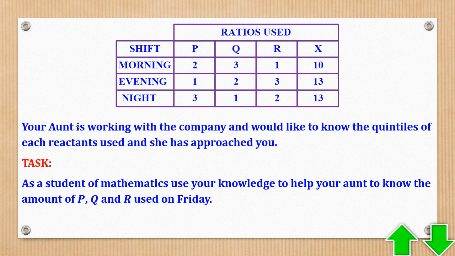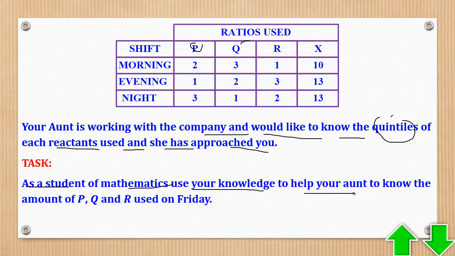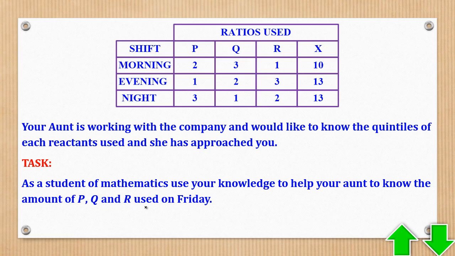So the question says, your aunt is working with a company and would like to know the quantities of each reactant used, and she has approached you. They want to know the P, Q, and R. So as a student of mathematics, use your knowledge to help your aunt to know the amount of P, Q, and R that were used on Friday.